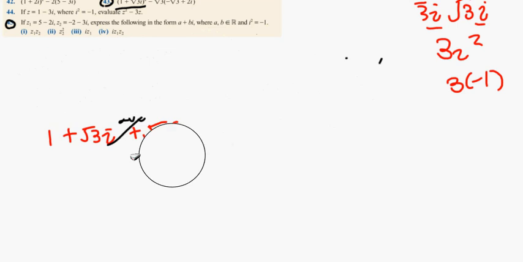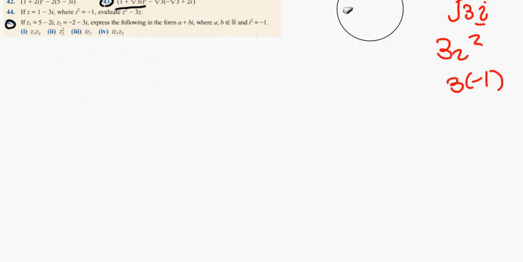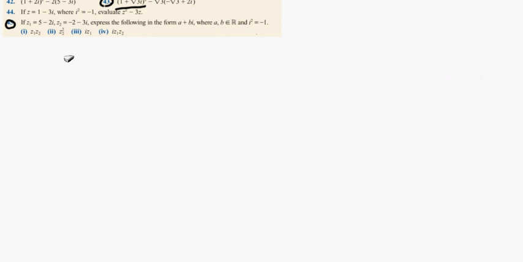Now, if z1 is 5 − 2i and z2 is 2 − 3i, express the following in the form a + bi. Okay, so all I'm going to do is just do this one here, 45, and maybe this one here.